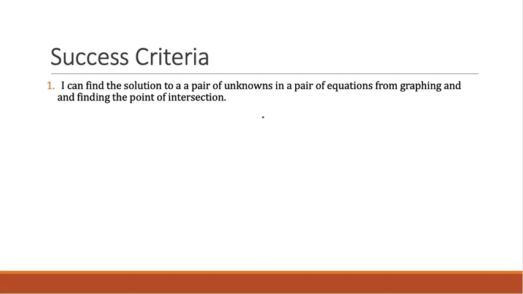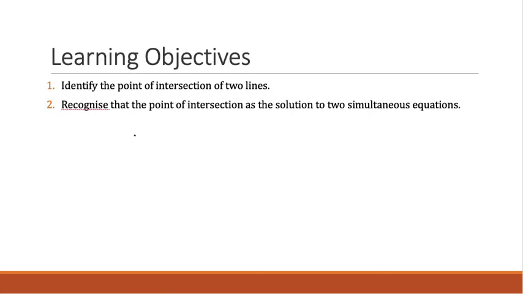So in summary, what we learned in this video is how we can find the solutions to a pair of equations, and we did that via graphing and finding the point of intersection. So in this lesson, going back up, we set out to identify the intersecting points of a line, and we learned that the intersecting points of the line are the solution to 2 simultaneous equations.